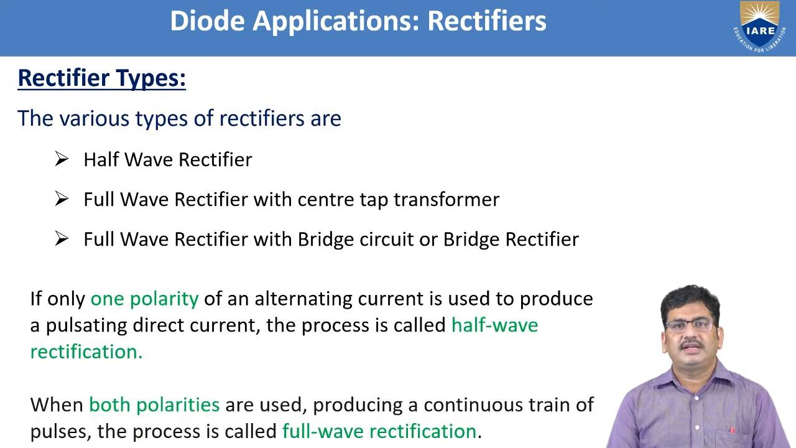The various rectifiers existing are the half-wave rectifier, the full-wave rectifier with center tap transformer, and the full-wave rectifier with bridge circuit, which we can also call the bridge rectifier. When only one polarity of an alternating current is used to produce a pulsating direct current, the process is called half-wave rectification. When both polarities are used, producing a continuous train of pulses, the process is called full-wave rectification.